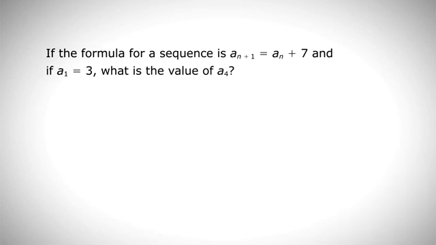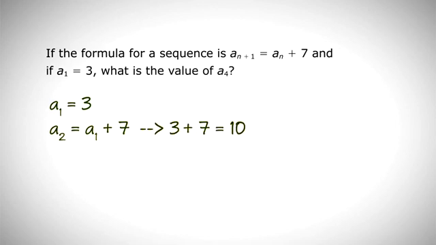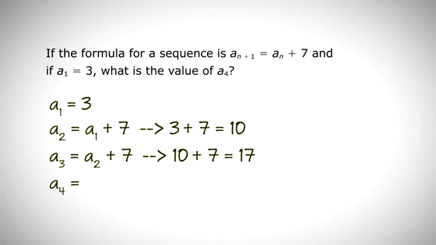So here we're trying to solve for the value of A sub 4, and we have the starting point, A sub 1. So we literally want to solve for every number leading up to A sub 4. So if A sub 1 is 3, A sub 2 is going to equal A sub 1 plus 7, or 3 plus 7, which is 10. Now that we have the value of A sub 2, we can solve for the value of A sub 3. A sub 3 is going to equal A sub 2 plus 7, which is 10 plus 7, 17. And now that we have the value of A sub 3, we're ready to solve for the value of A sub 4. A sub 4 is going to equal A sub 3 plus 7, which is equal to 17 plus 7, 24.